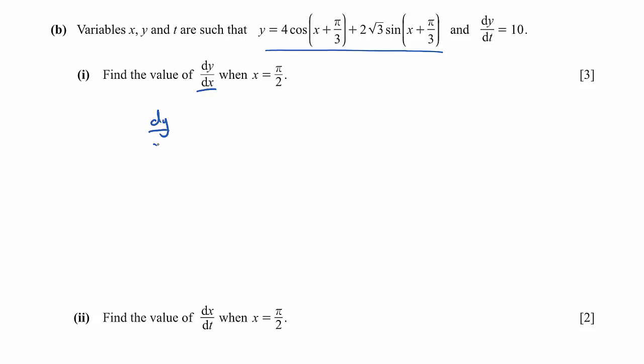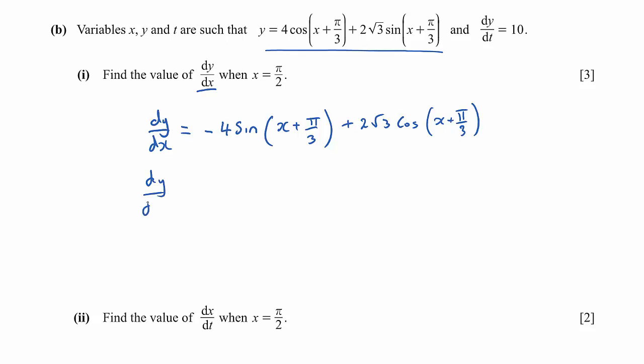So dy/dx is going to be, cos differentiates to negative sine, so we'll have negative 4 sin(x + pi/3), and the differential of the inside here is just 1, so that will just stay the same. Differential of the inside here is also 1, it's the same thing. Sine differentiates to cos, so we've got 2 root 3 cos(x + pi/3).